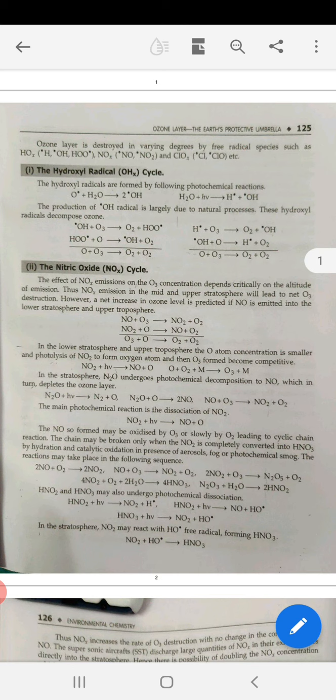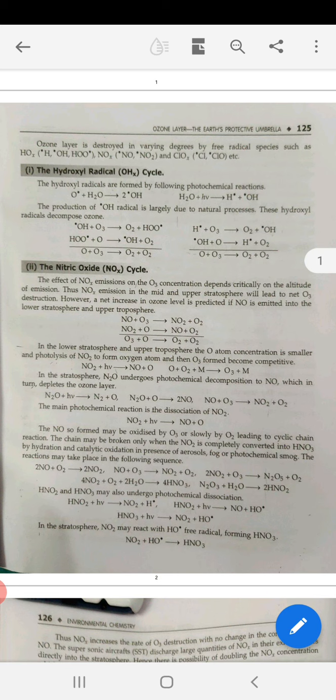The chain may be broken only when the NO2 is completely converted into HNO3 by hydration and catalytic oxidation in the presence of aerosols, fog, or photochemical smog. The reactions may take place in the following sequence. First, two molecules of nitric oxide react with oxygen to form 2NO2. Then NO combines with ozone to form NO2 and oxygen.